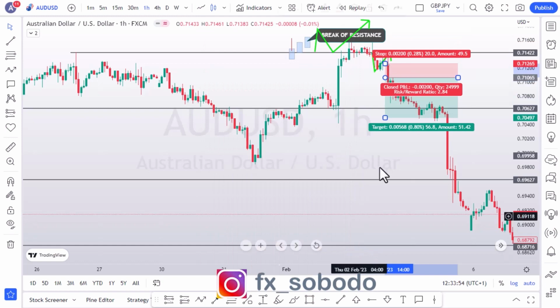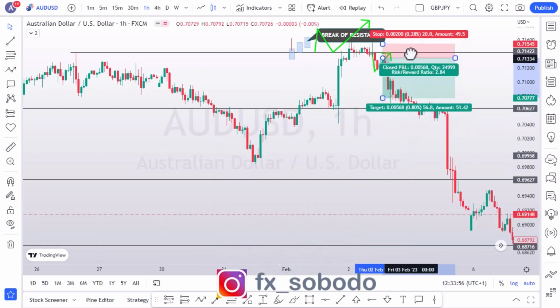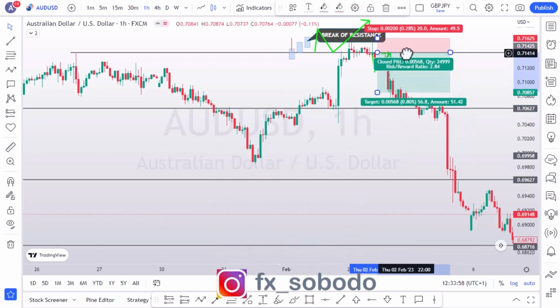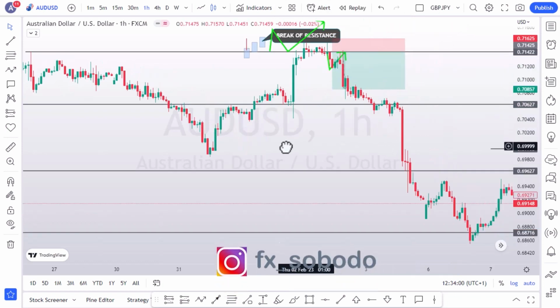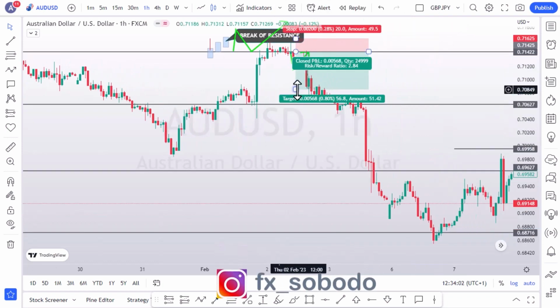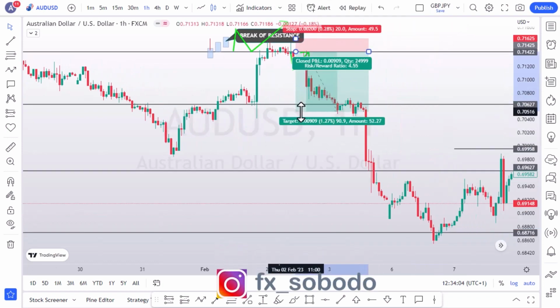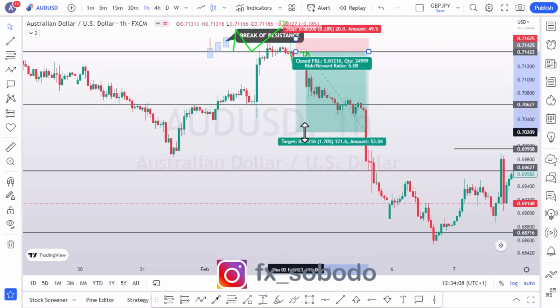I risk nothing more than 20 pips right from my resistance zone. And if I'm risking 20 pips, rest assured my risk to reward ratio is either 2 times what I'm risking or 3 times what I'm risking. It all depends on you. Everyone has their own risk to reward ratio.